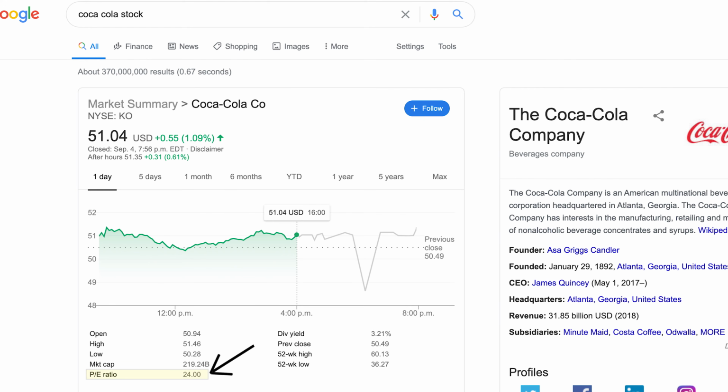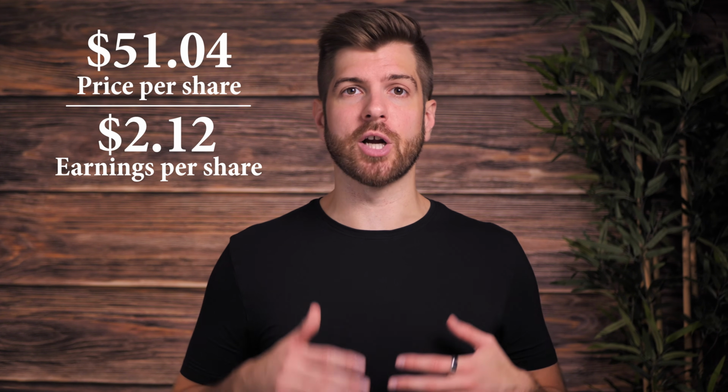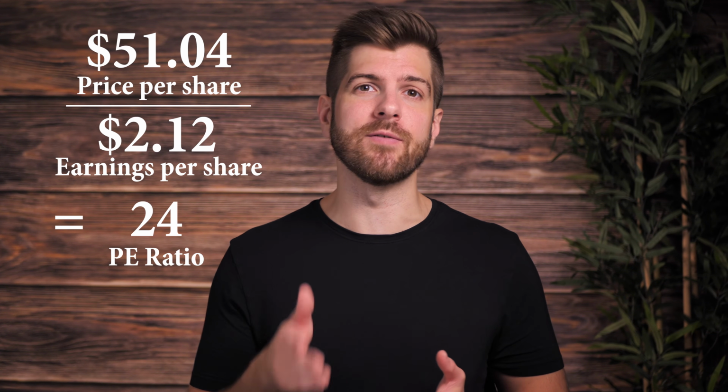At the time of me recording this, Coca-Cola has a PE ratio of 24. And we can see that the price per share is $51.04, and we can also see that the earnings per share is $2.12. So again, we take the price per share and divide it by the earnings per share, and that's how we get the PE ratio of 24.